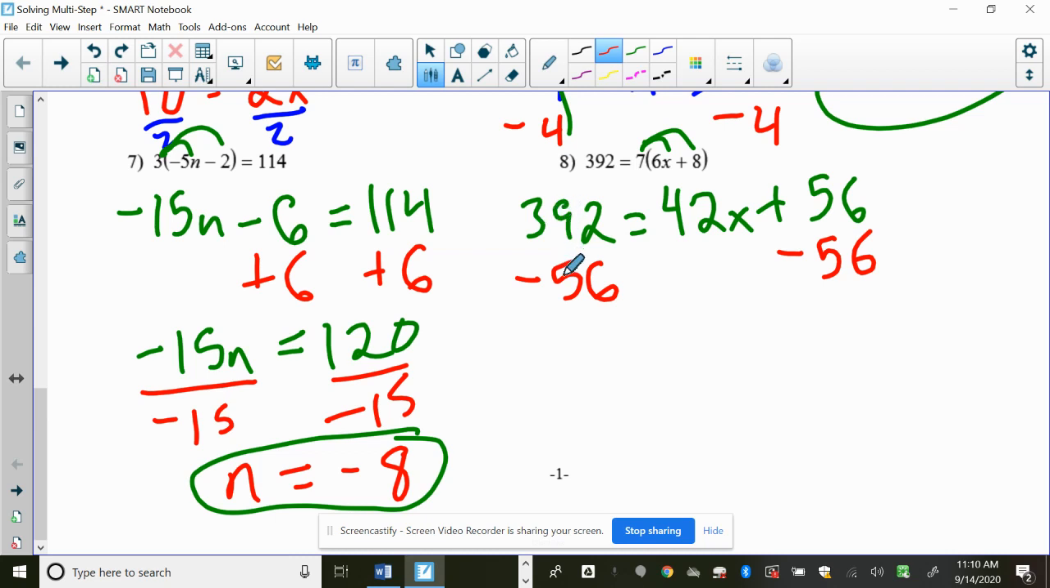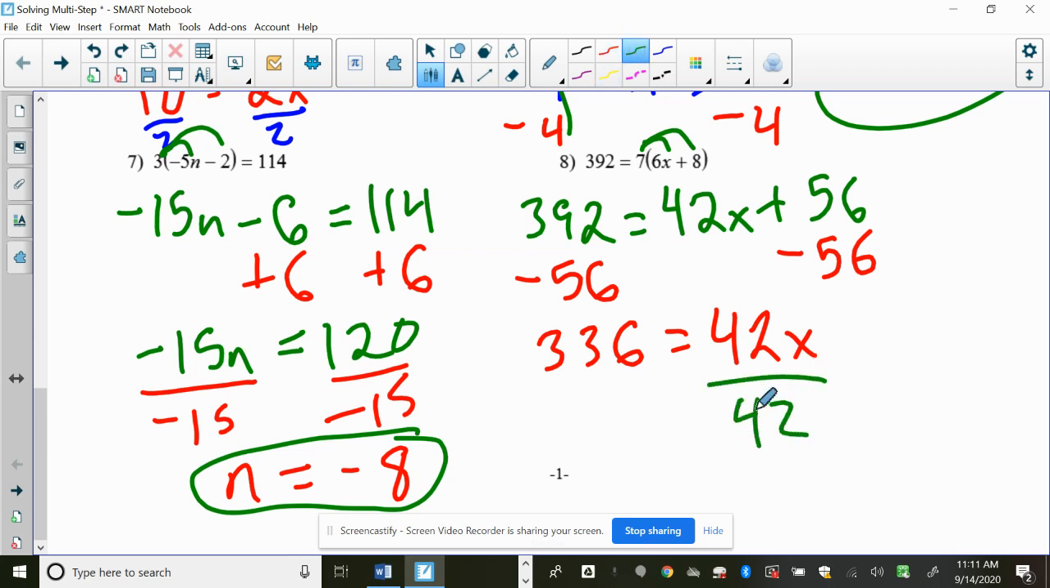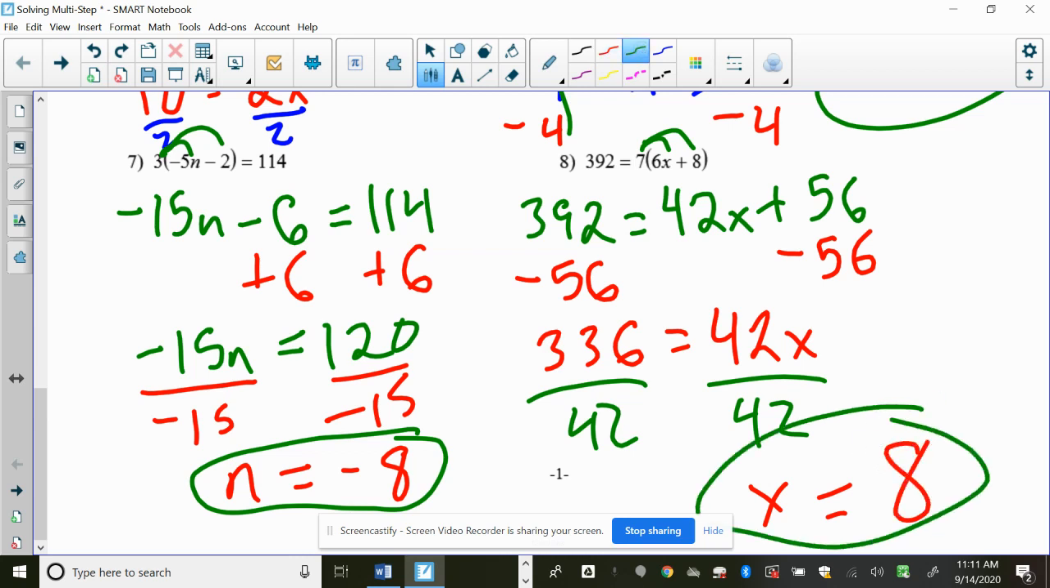So 392 minus 56, that would be 336 equals 42x. Okay, so now we would keep solving. So we divide both sides by 42. Get x equals 8. Okay, a little bigger numbers there. All right, we're going to keep building.